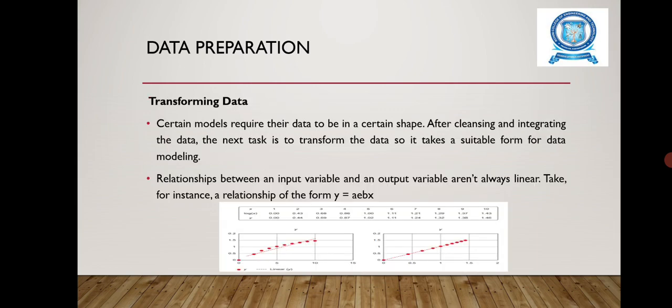Transforming the data. Certain models require their data to be a certain shape. After cleansing and integrating the data, the new task is to transform the data so that it is in a suitable form for data modeling. The relationships between an input variable and an output variable aren't always linear. So take for instance a relationship of the form y = ae^(bx).